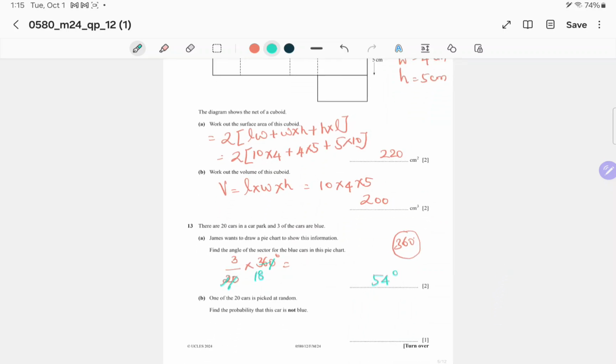Find the probability that it is not a blue car. The probability to be blue is 3 out of 20, so the probability of not being blue is 1 minus 3 by 20. 20 minus 3 divided by 20 is 17 by 20. Okay, is it clear?